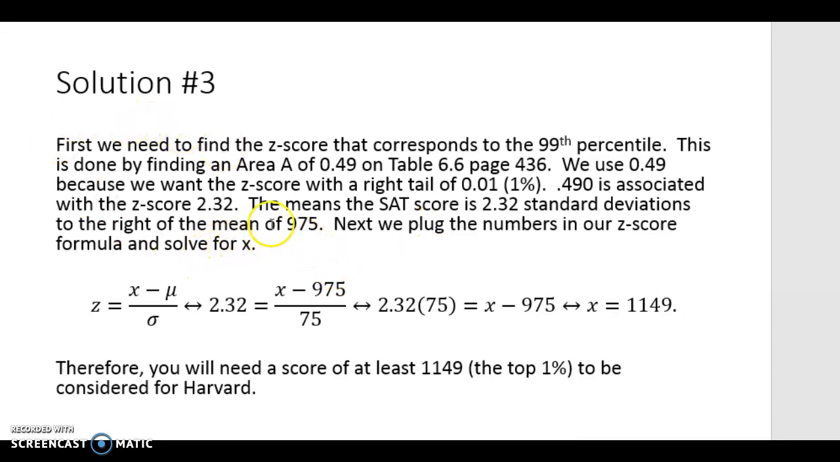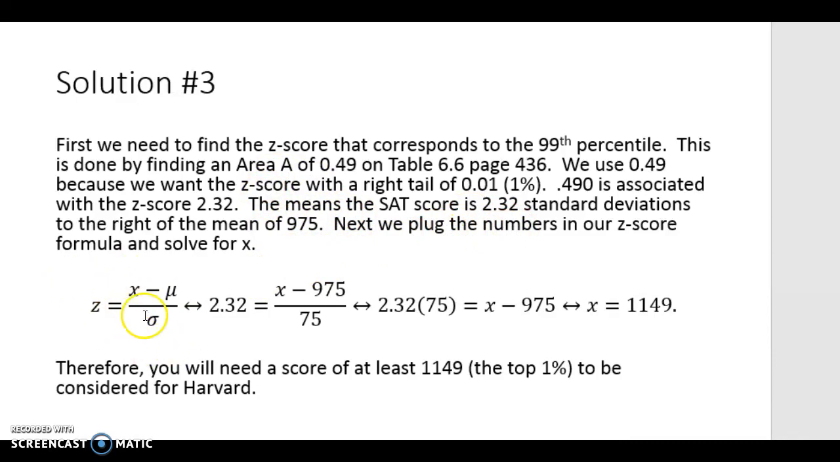So what we do is we go to our table and we look up 0.49, and you're going to get a set of z-scores between, I believe, 2.31 and 2.34. You can use any of those that you want to. All of those correspond to 0.49. So I just picked 2.32 here, and now we want to find out what test score corresponds to 2.32 standard deviations to the right of our mean.